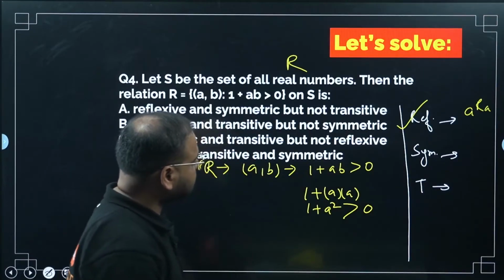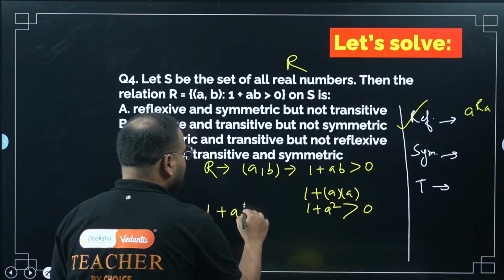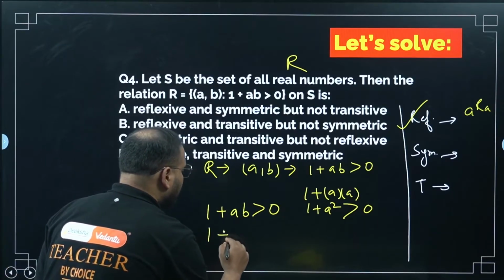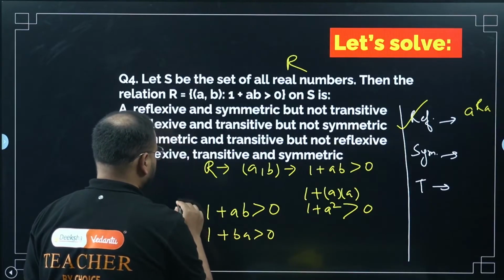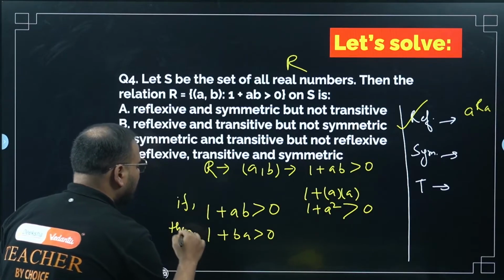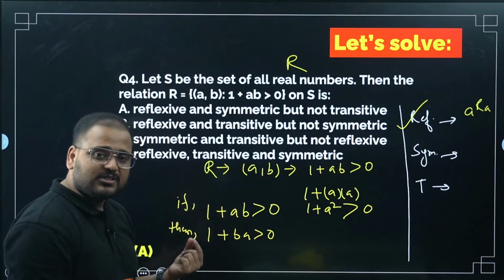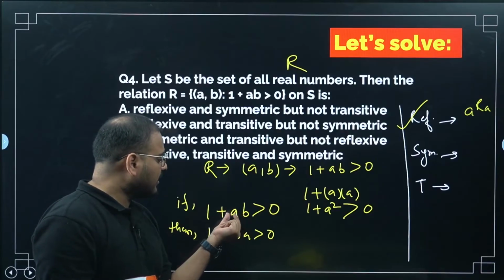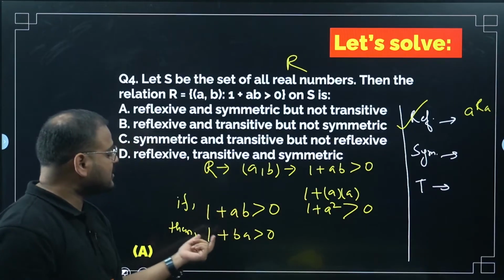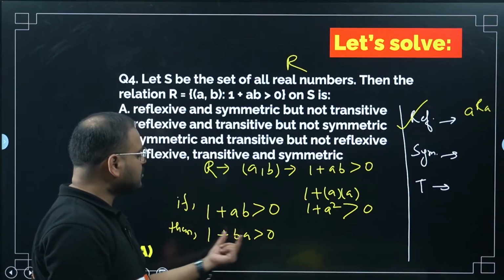Symmetric. Okay. Yes. If I have, let's say, 1 plus AB greater than 0, then obviously 1 plus BA will be greater than 0. This is my if condition. Then this will also be true. How, sir? If 1 plus AB is positive, then what does it mean? Whether the product is positive or negative, whatever the situation, positive negative, negative negative, or positive positive, if the sum of 1 plus AB is greater than 0, then 1 plus BA will also be the same thing, correct?